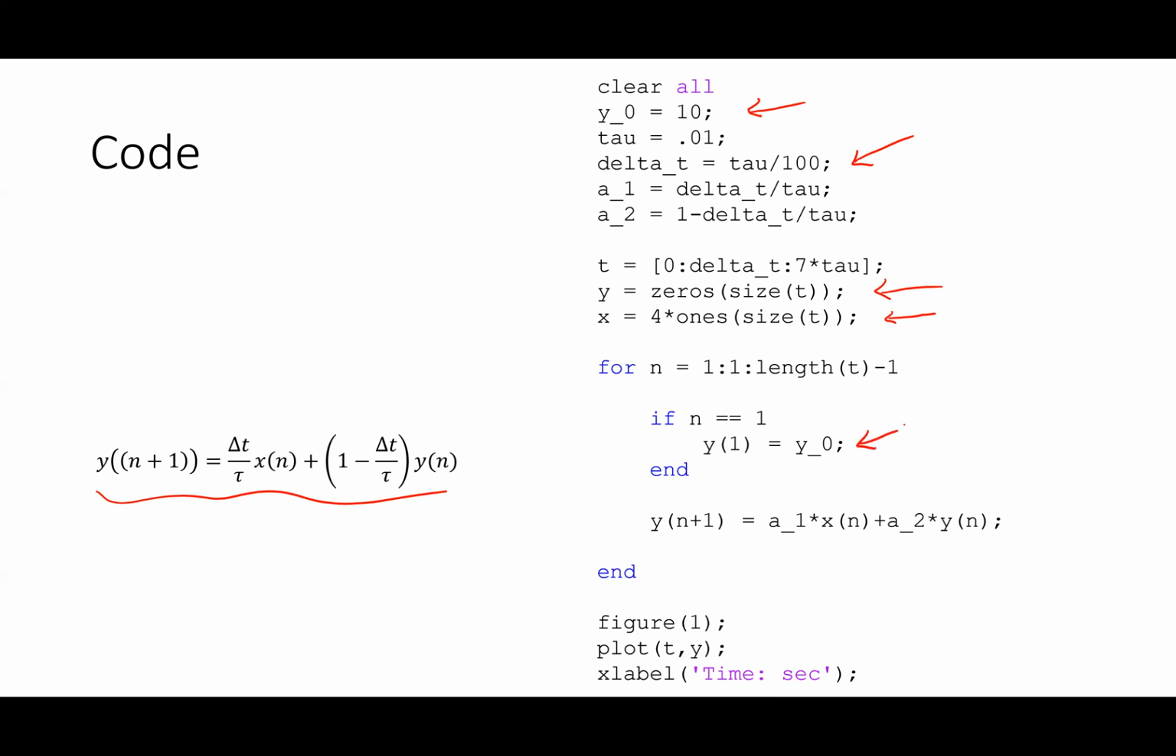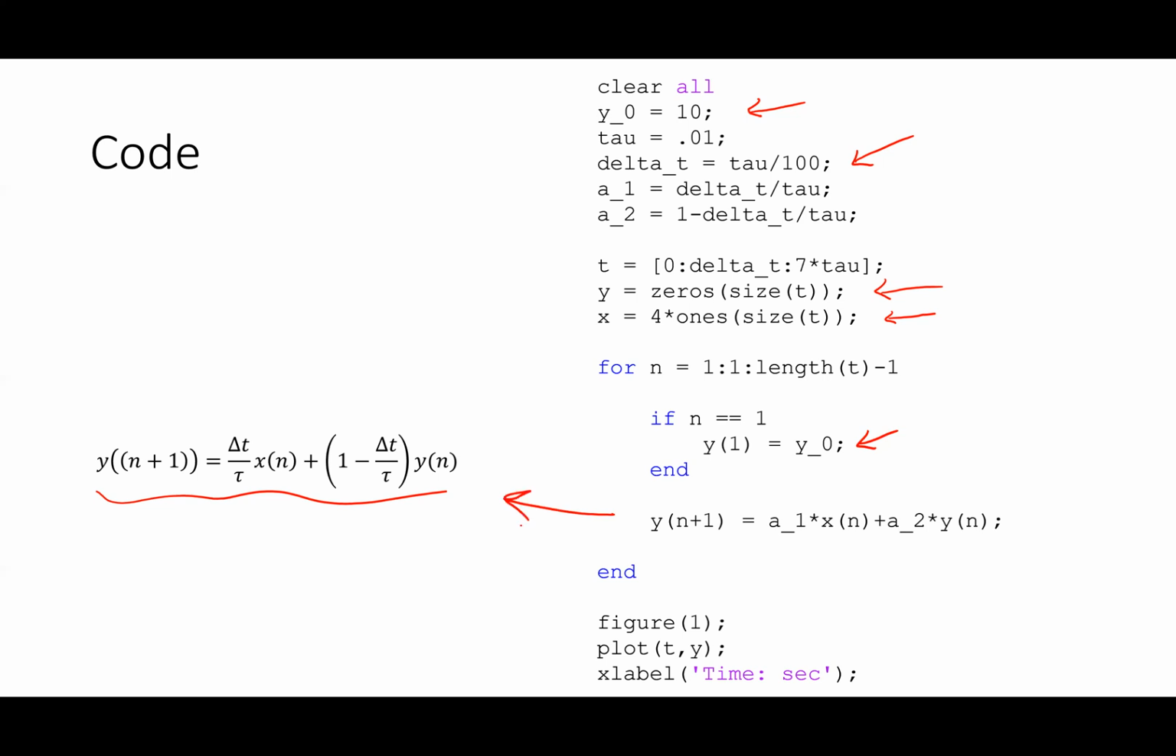Yeah, I'm setting my initial condition. The first point is going to be equal to my initial condition. And then I'm going to say the next value is equal to whatever I have now plus some weighted version of my input, x. I'm basically just implementing this equation.